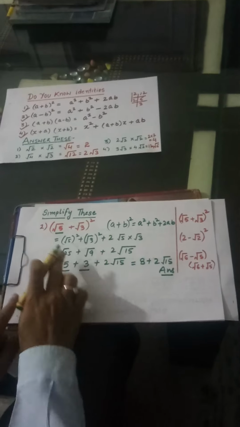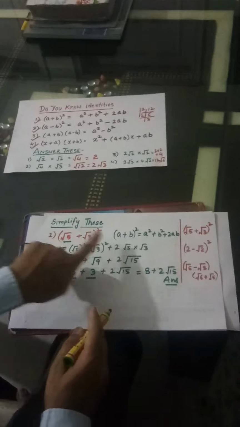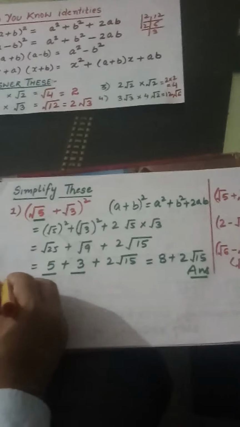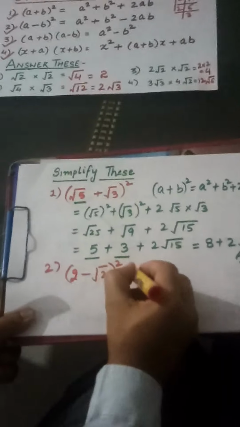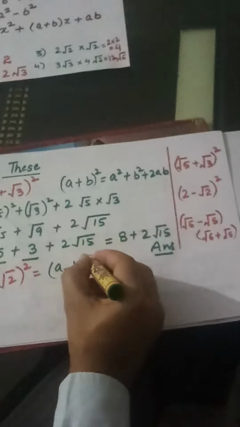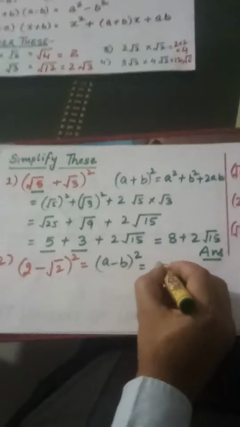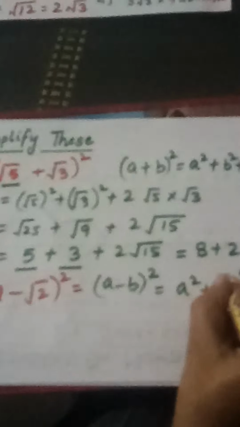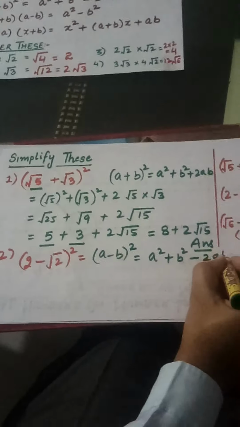So this gives the expansion of our first part using the identity (a + b) whole square. What is our second part now? Our second part is (2 minus root 2) whole square. If we use an identity in that, can you tell which identity can be used? It is (a minus b) whole square, so it is equal to a square plus b square minus 2ab.